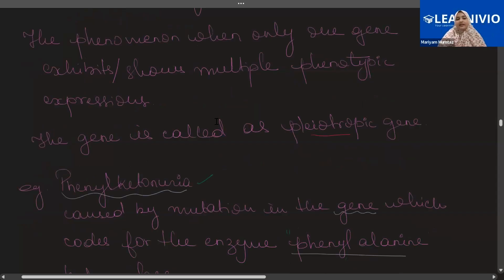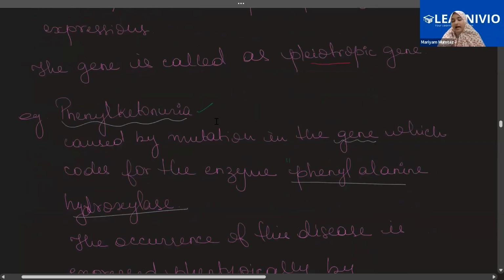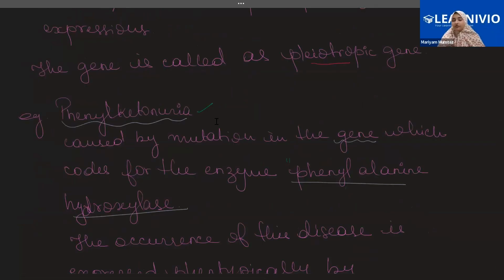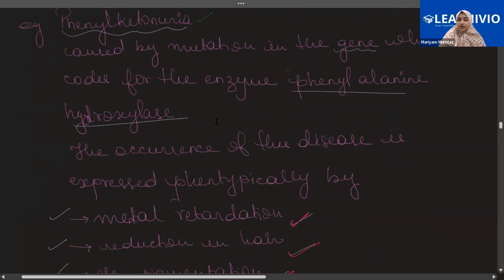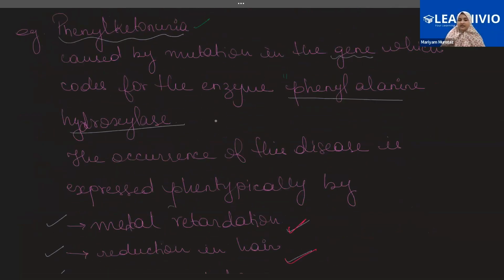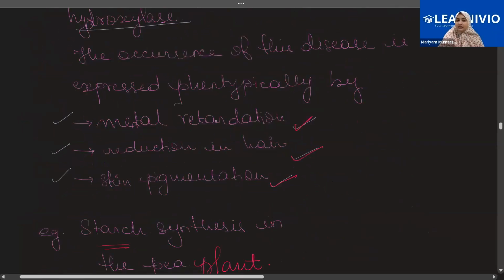The best example here is a disease called phenylketonuria. This disease is actually caused because of a mutation in a gene. Normally in our body, there is an enzyme called phenylalanine hydroxylase, and it is produced normally. But if the gene for this enzyme gets mutated, the enzyme will not be formed enough. So the occurrence of this disease is expressed phenotypically by mental retardation, reduction in hair and skin pigmentation.